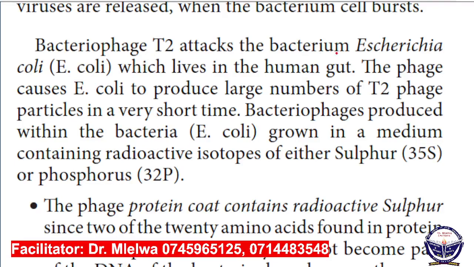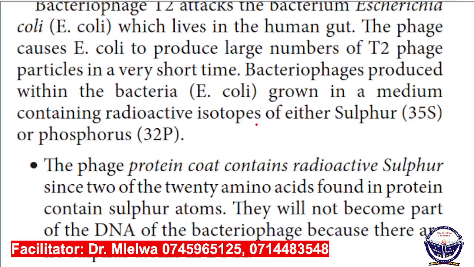Bacteriophage T2 attacks bacterium Escherichia coli, E. coli, which lives in the human gut. The phage causes E. coli to produce a large number of T2 phage particles in a very short time. Unaona? Kwa hiyo inasababisha huyu E. coli aweze kutengeneza phage particles nyingi sana katika muda mfupi. Bacteriophage produced within the bacterium E. coli, they grow in a medium containing radioactive isotope of either sulfur or phosphorus. Unaona bwana?